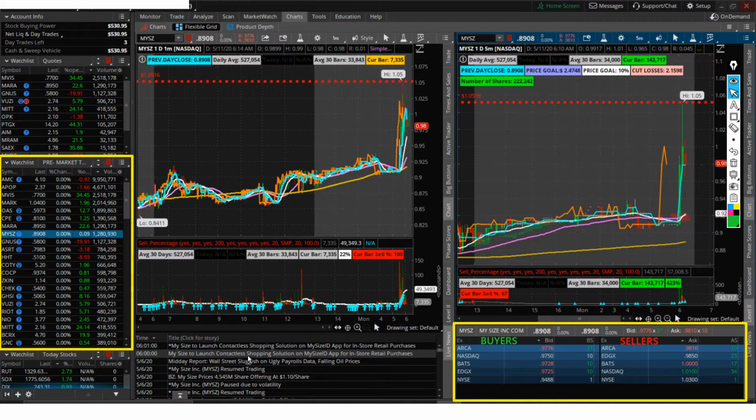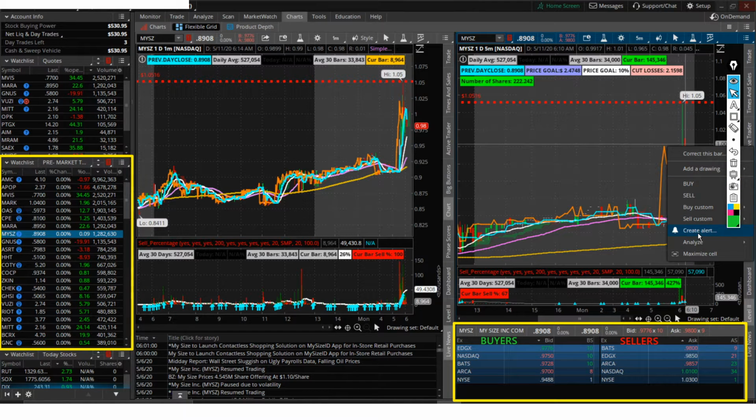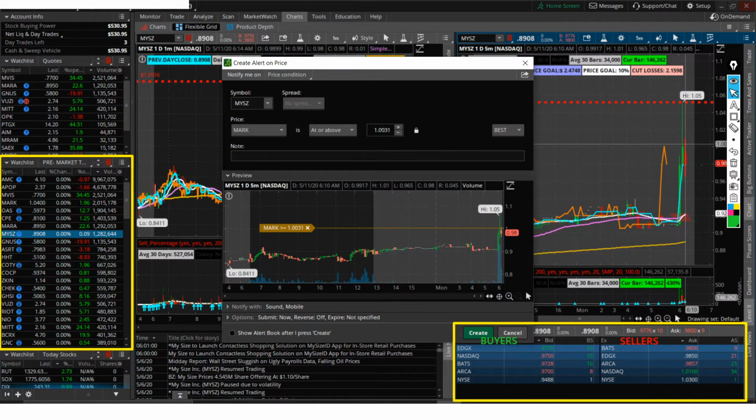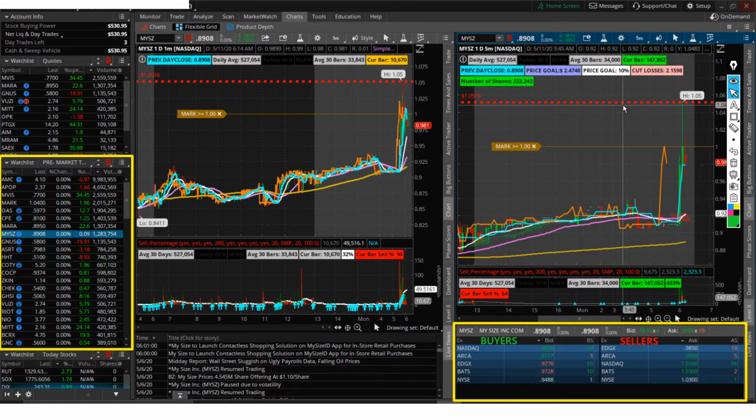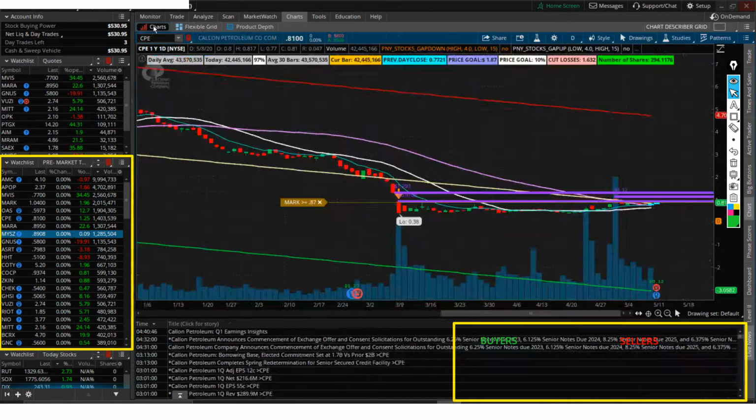Moving into the next one, MYSC, pre-market news. MYSC to launch contactless shopping solution on My Size ID app for in-store retail purchase. Okay, so it looks like we have a resistance right here at $1. We're going to create an alert exactly at $1. Boom, it has a resistance. It looks like I created a resistance in the past for $1.05. It bounced off from it.